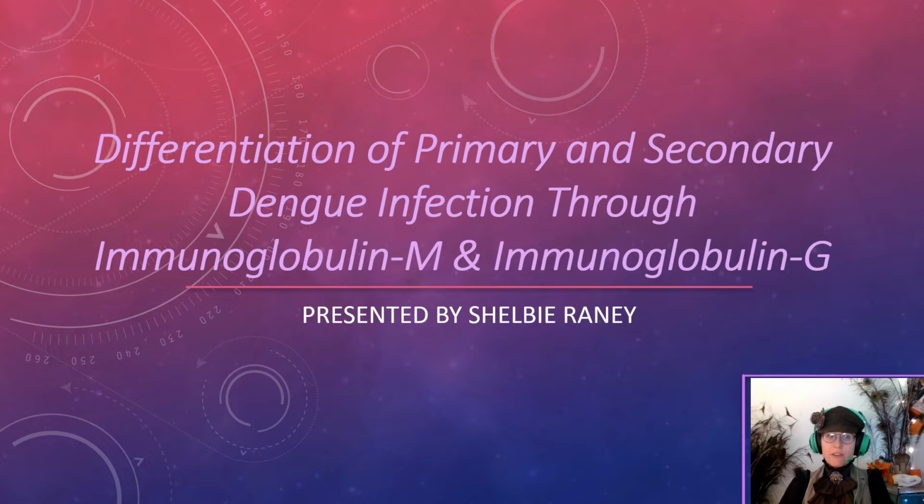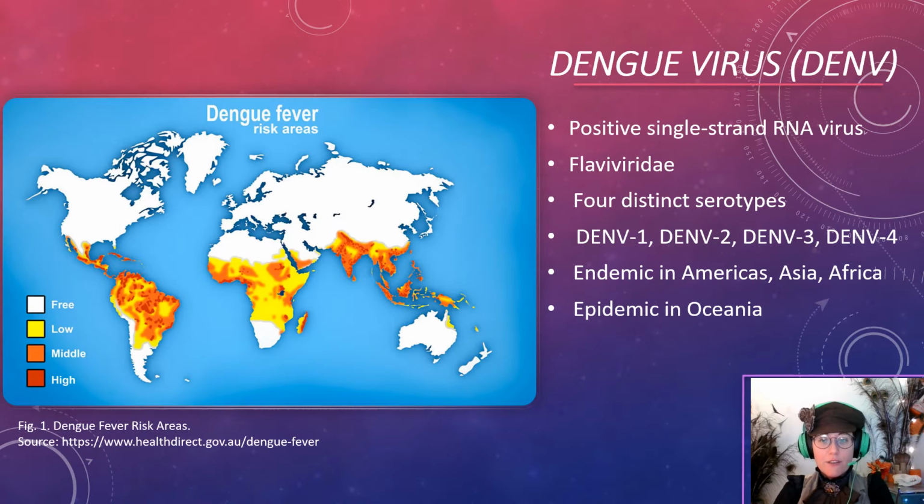Today I'll be talking with you about differentiation of primary and secondary dengue infection through immunoglobulin M and immunoglobulin G. Dengue infection is caused by the dengue virus, which is a positive single-strand RNA virus that's a member of the Flaviviridae family, and it has 4 distinct serotypes, so DENV 1 through 4.